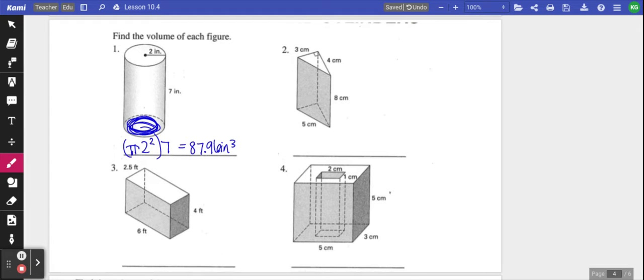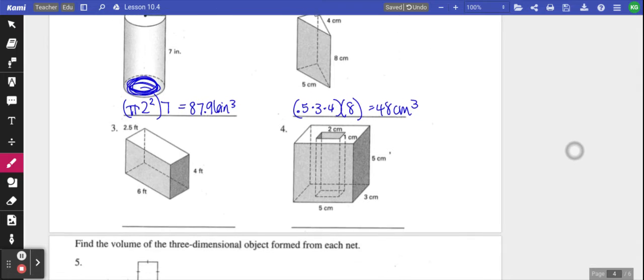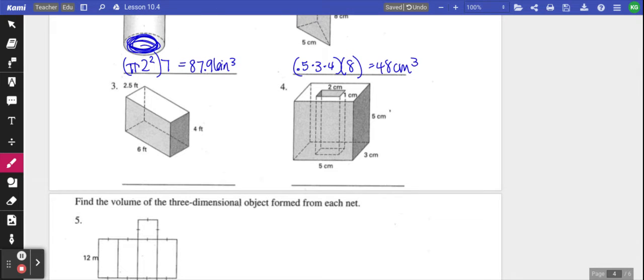The next one, the shape of the base is a triangle, so half the base times the height, and the height of my prism is 8, which gives me 48 centimeters cubed. The next one is a rectangle whose base is 6 by 2.5, and then I times that by the height. Gives me 60 feet cubed.